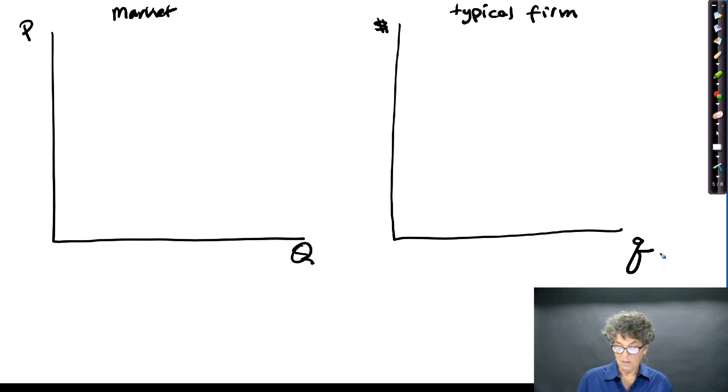This is the only time when I really care whether I'm using an uppercase or a lowercase q. I use the uppercase Q for the market and the lowercase q for the firm as a way of reminding myself that these horizontal axes are really different scales. So the quantity in the market might be measured in, say, tens of thousands, while the quantity for the typical firm might be measured in hundreds.